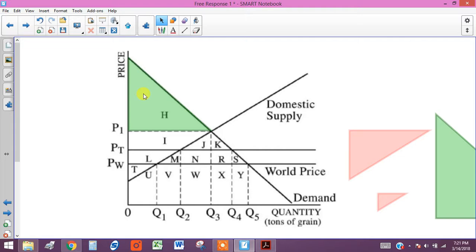H. Okay. Now for producer surplus, it's going to be more than one of the lettered areas, and that's going to be, let me drag this over, this area right here, the area below the price P1 and above the supply or marginal cost curve, and that's going to be areas I plus L plus T. That's going to be the producer surplus at this point right here, at the equilibrium before trade.